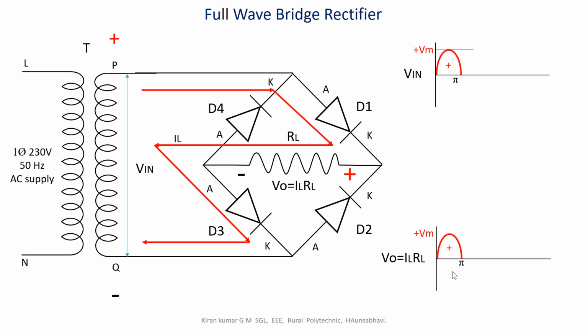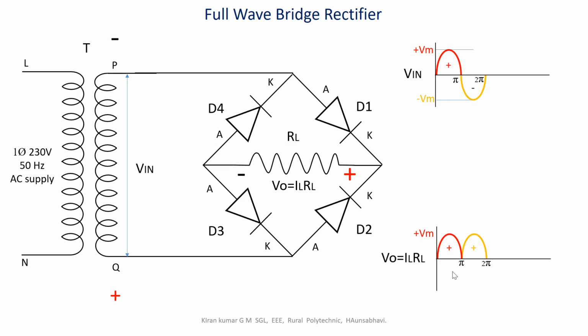Now, during the next half cycle of the input, from pi to 2 pi radians, you can observe that the polarities of the input terminals at the secondary of the transformer P and Q are reversed. Now P is assigned a negative polarity and Q is assigned a positive polarity. Due to this reversed polarity in the transformer secondary terminals, diode D1 and D3 are now reverse biased, and D2, D4 are forward biased, and the simplified circuit is seen like this now.